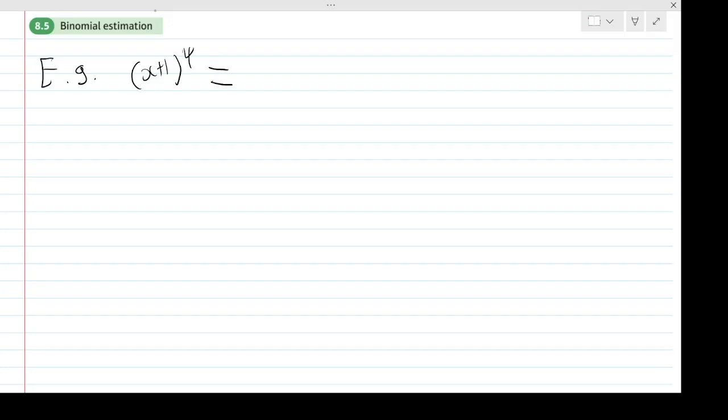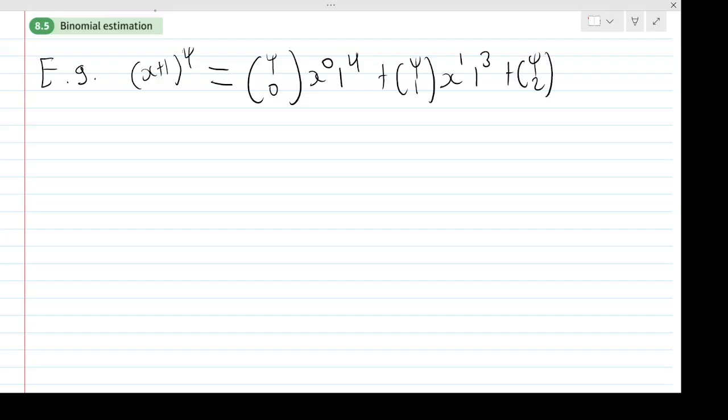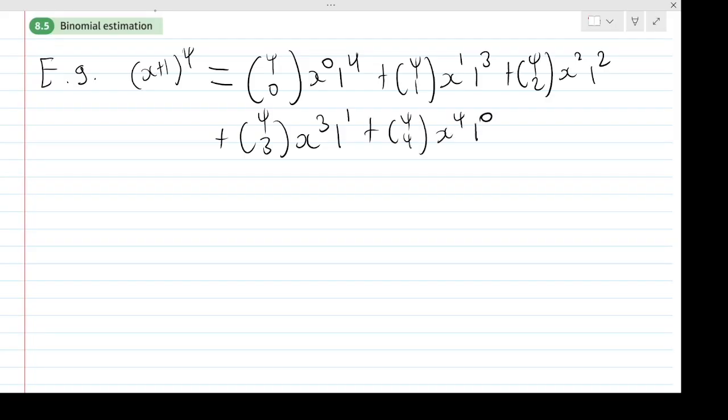So that's going to be, firstly, 4 choose 0, and then x to the power of 0, then 1 to the power of 4. Then we're going to have 4 choose 1, x to the power of 1, and then 1 to the power of 3. Then 4 choose 2, x squared, and 1 to the power of 2, then 4 choose 3, x cubed, 1 to the 1, and then 4 choose 4 lastly, x to the 4, and 1 to the 0. And we can work that all out.